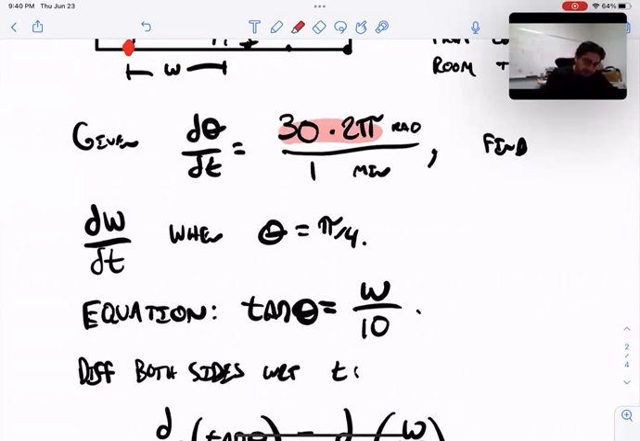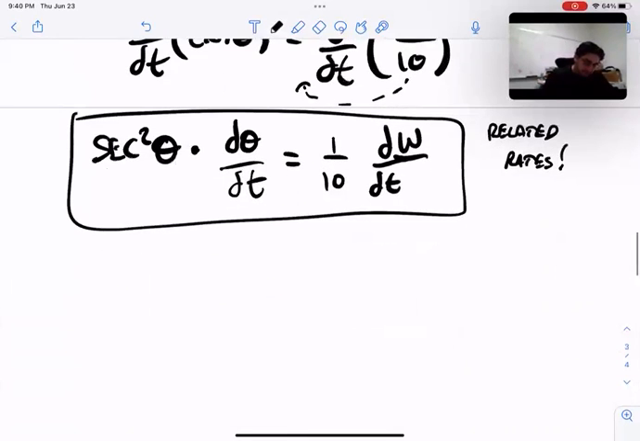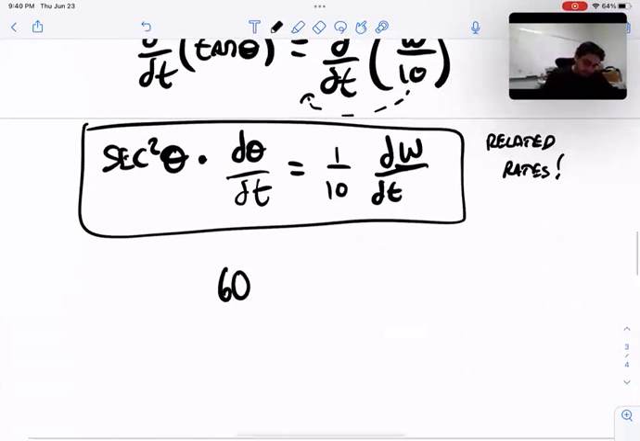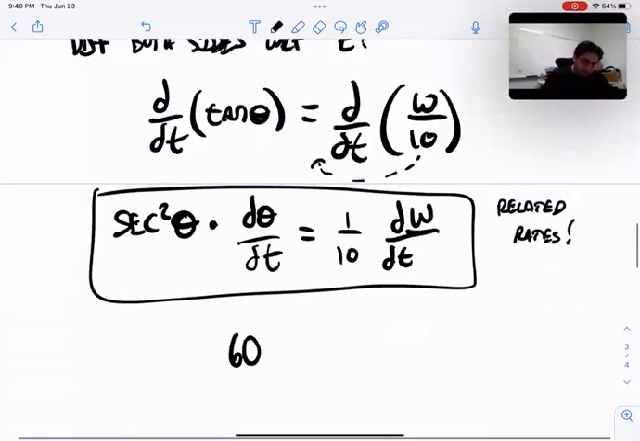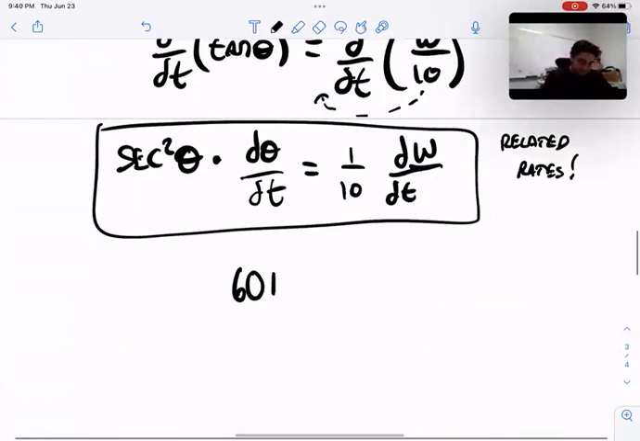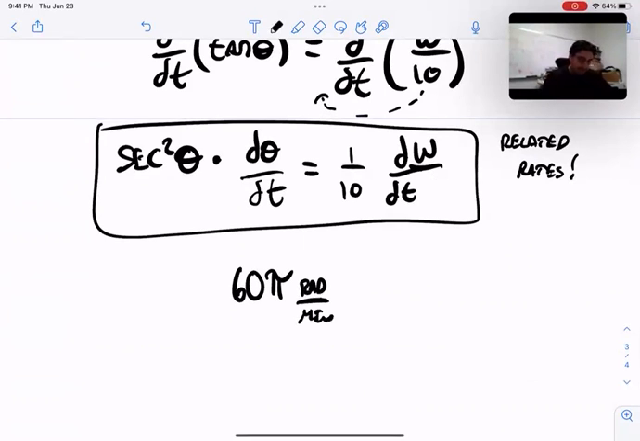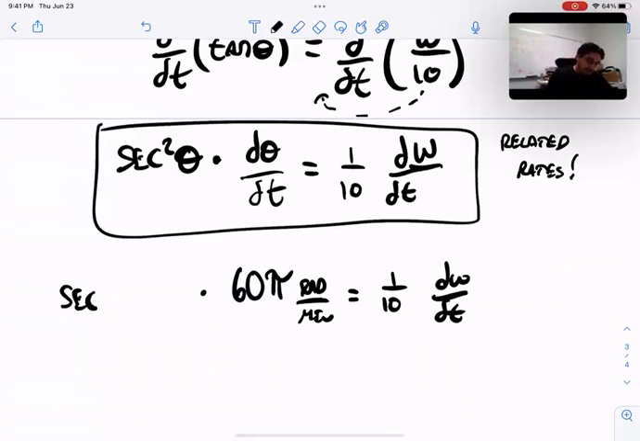It's this 60 radians per minute, right? So I can bring that down here and I can say, okay, this is 60 pi radians per minute. There's a pi too. 60 pi radians per minute. And I can also say 1/10 is just a tenth, right? Here I have dw dt, and then I also have secant squared of theta. And you still get a true relationship if you leave that just as secant squared of theta.